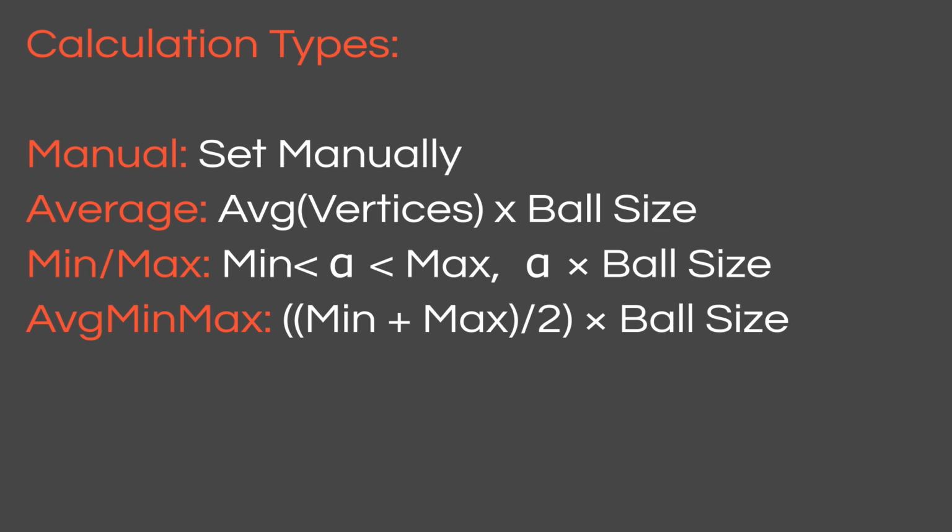Also, there are several calculation types. Average works well with evenly distributed vertices. It works by calculating the average length of all edges and then multiplying with the ball size. In manual mode, the ball size directly sets the ball size. In maximal minimal, the ball size is as large as the largest or the smallest spring length multiplied with the ball size. Average minimum maximum is the average of the largest and the smallest spring length multiplied with the ball size.